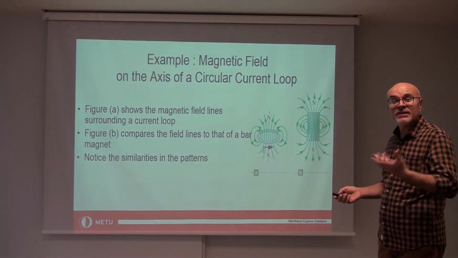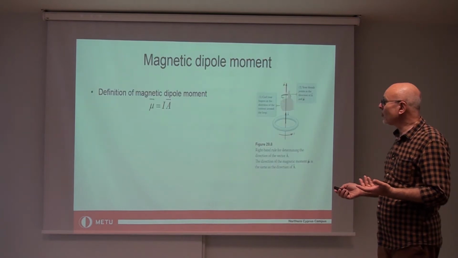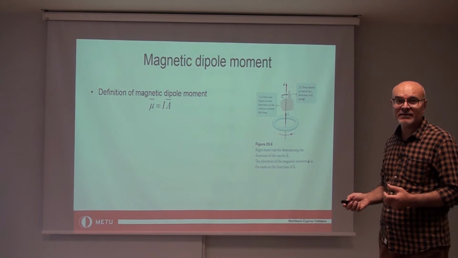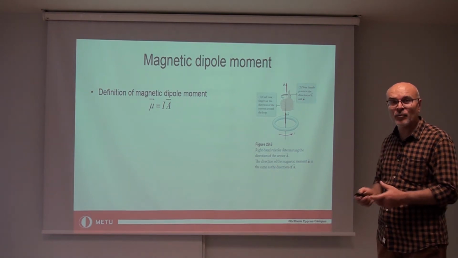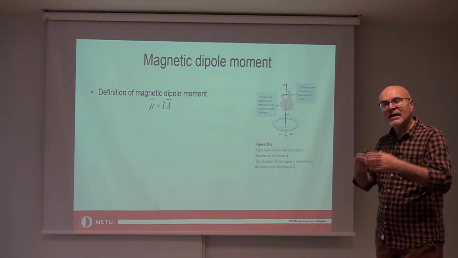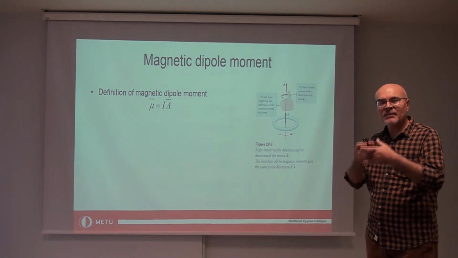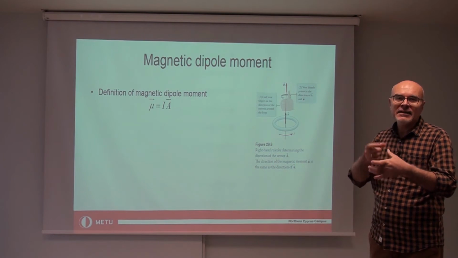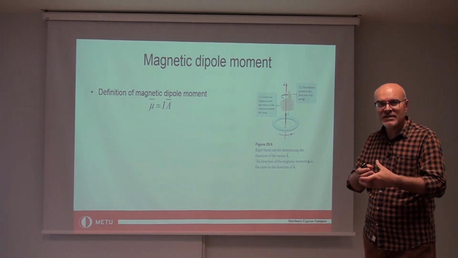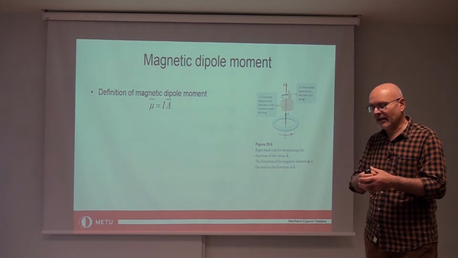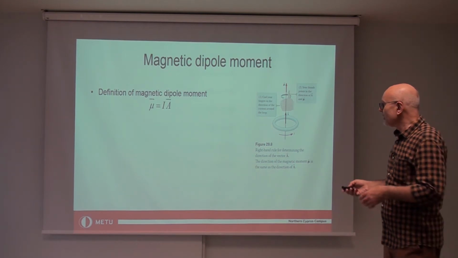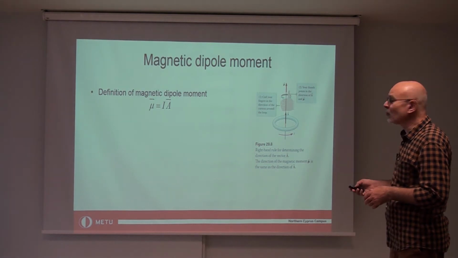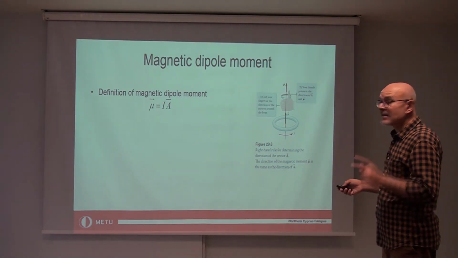And we define a quantity which is called the magnetic dipole moment of that loop of current. So any loop of current behaves like a magnetic dipole, and we can define the magnetic dipole moment of this current, of this loop. The magnetic dipole moment of a loop is defined as, it's a vector.